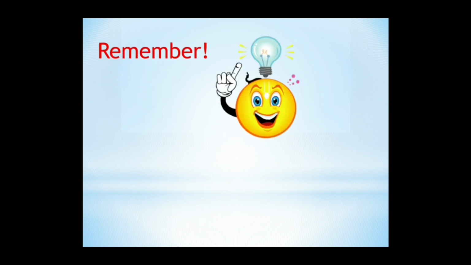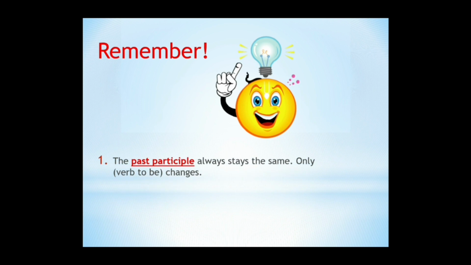Now remember, number 1, the past participle always stays the same. Only verb to be changes. We only put is or are, but the past participle is the same. Number 2, the subject and the verb must always agree in number.